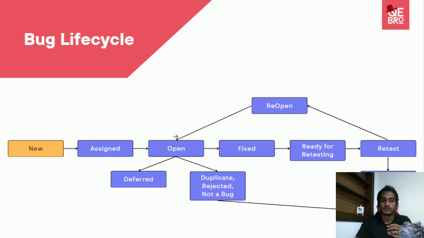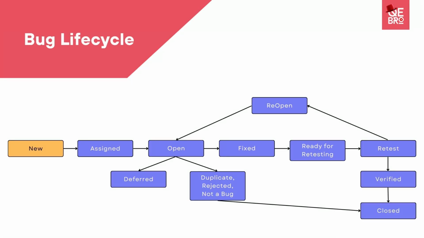And now it is at the development stage. At this open level, the developer is checking it. So let's say it is not an actual bug, or it is a duplicate, or it will be rejected as invalid. If a scenario like that happens, a duplicate, rejected, or not a bug, then he will mark it and close it. While closing, he will also put why it was closed: duplicate, rejected, or not a bug, and then close.